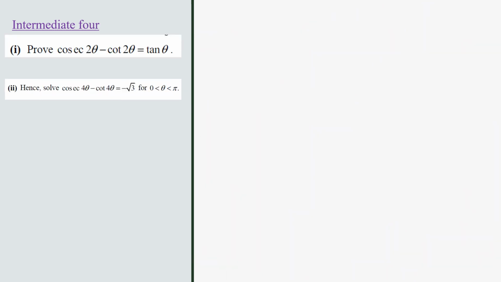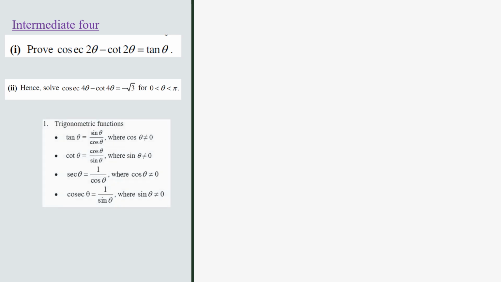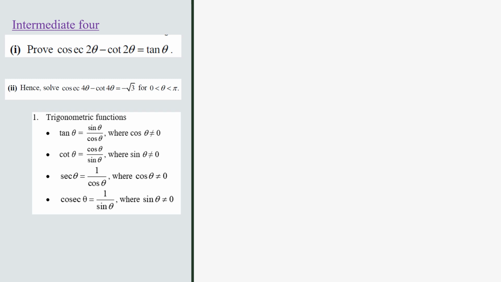Right, let's look at the next question. This is a question on proving again. We are asked to prove that cosecant 2 theta minus cotangent 2 theta equals tangent theta. This looks like a double angle formula kind of question. On the left hand side, the cosecant 2 theta and the cotangent 2 theta are double angles. But before we apply the double angle, I think we will need to rewrite cosecant 2 theta as 1 over sine 2 theta and cotangent 2 theta as cosine 2 theta over sine 2 theta.